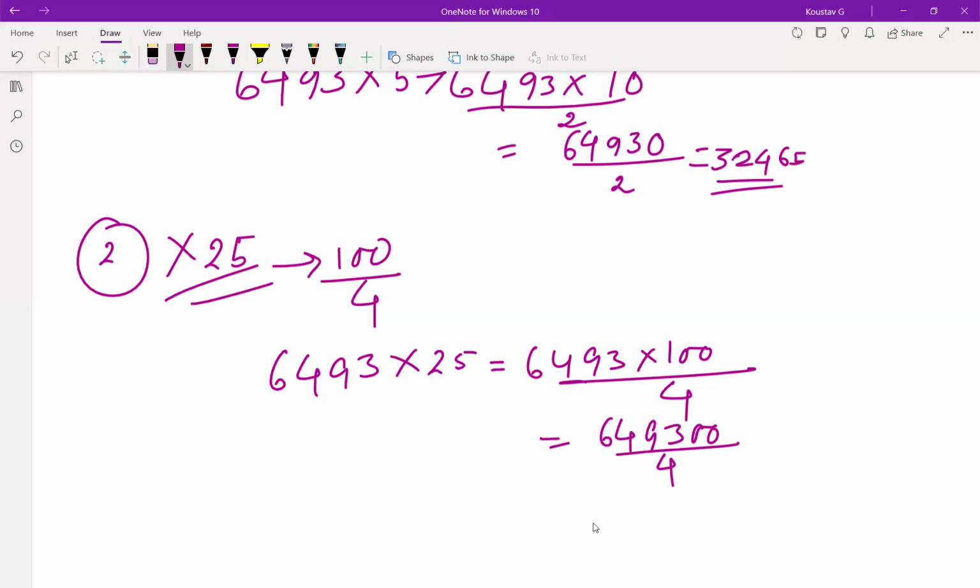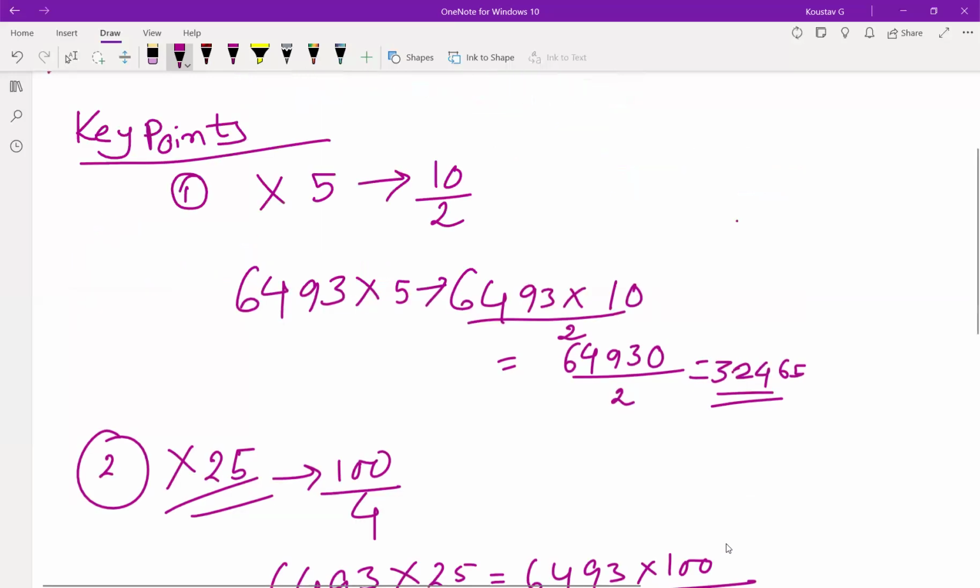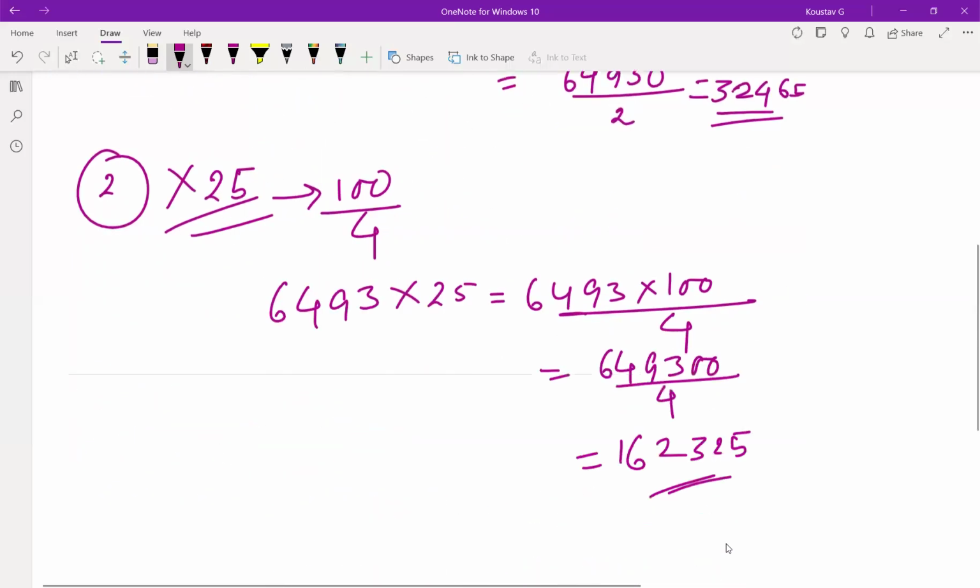So what do you get after that? Tell me. 64 by 4 is 16, then 4 twos are 8, so 2, then 3, then 2, then 5. So this is our second key point. First one done, second one done.